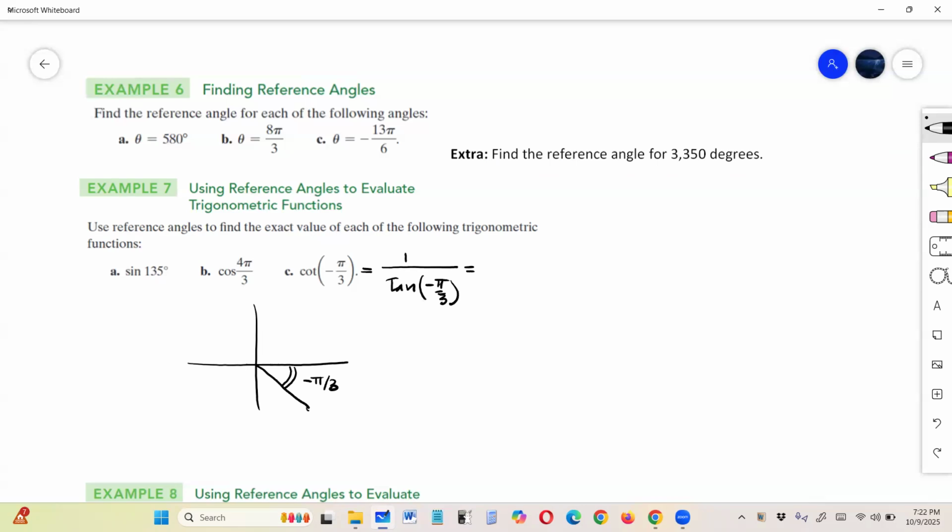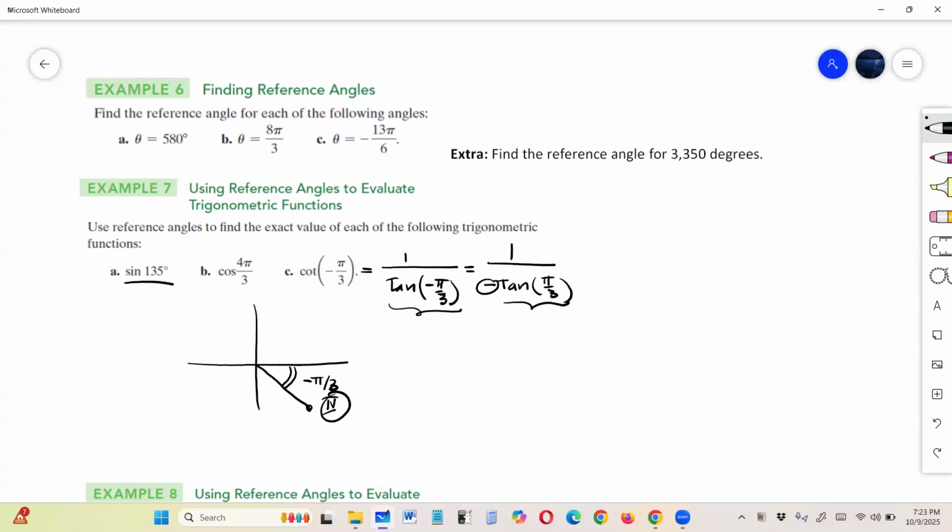But you got to be real careful here. Okay. Tangent of negative pi over 3 is, the tangent here is negative. So this is minus tangent of pi over 3. Is whatever this value is multiplied by a negative 1. Okay, so this is important. So we have to know that tangent in the fourth quadrant is negative.